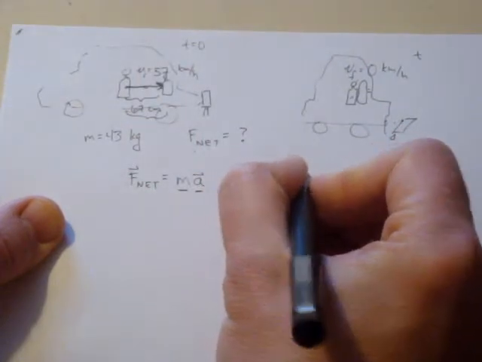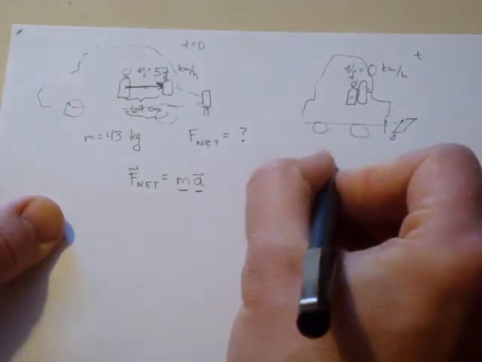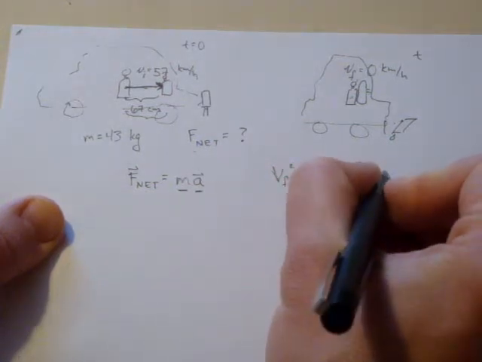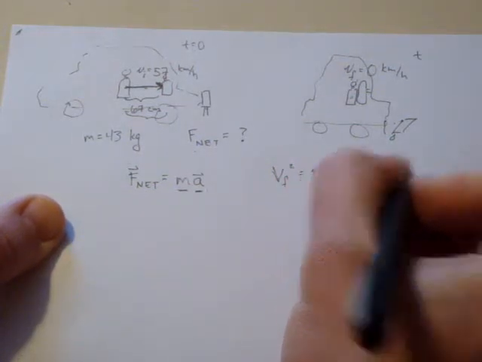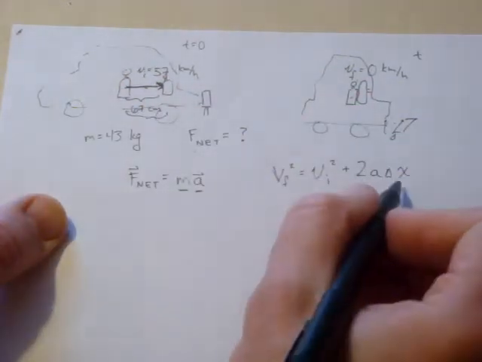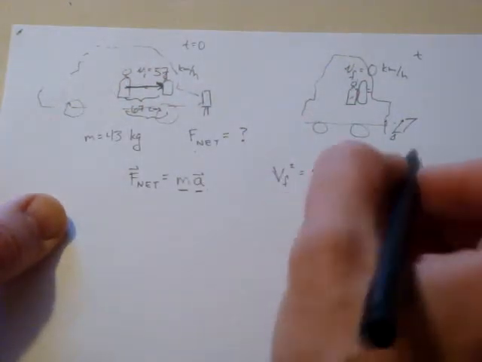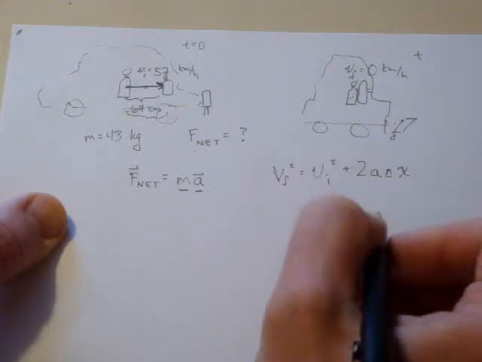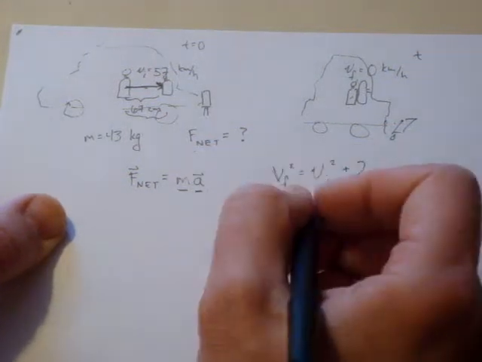So final velocity squared is equal to initial velocity squared plus 2 times the acceleration times the displacement. This is just simply motion in one dimension, so I'm going to put a delta x here, but more broadly this should be delta r, right? But I'm just going to leave it as delta x since it's in one direction.